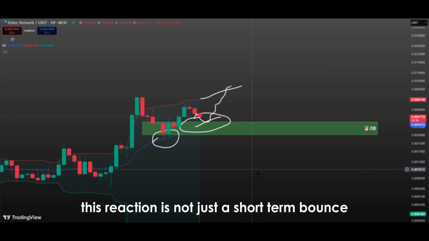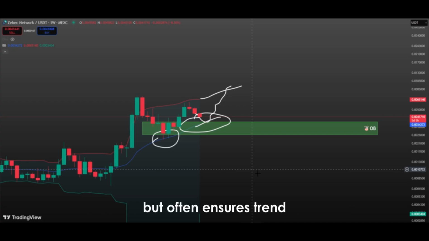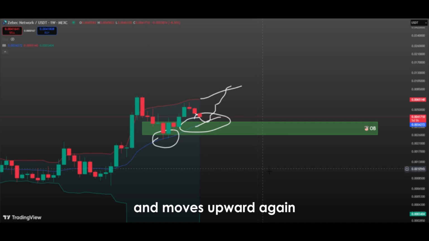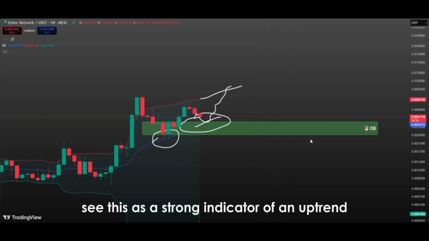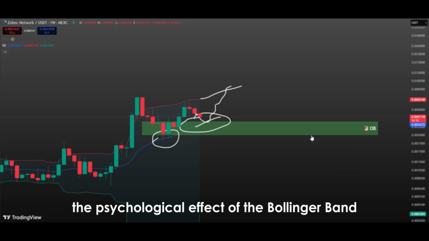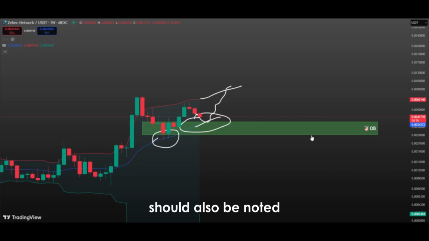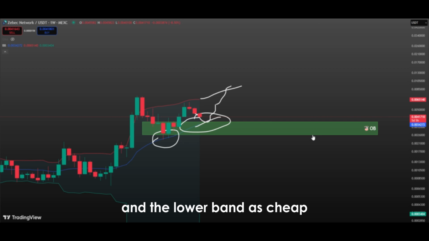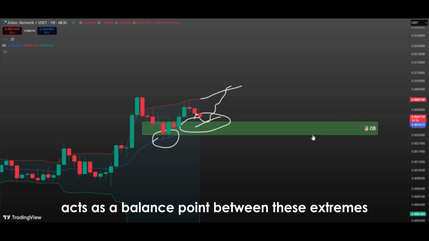Furthermore, this reaction is not just a short-term bounce, but often ensures trend continuity. When the price finds support at the middle band and moves upward again, market participants see this as a strong indicator of an uptrend and support the price further by buying more. The psychological effect of the Bollinger Band should also be noted. Investors generally view the upper band as expensive and the lower band as cheap. The middle band acts as a balance point between these extremes.